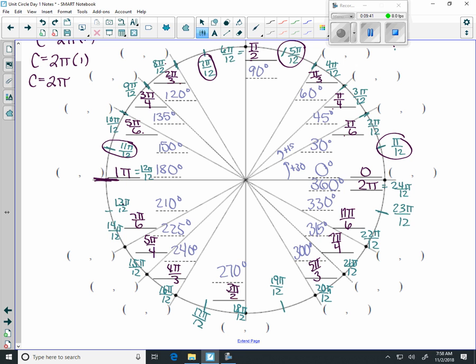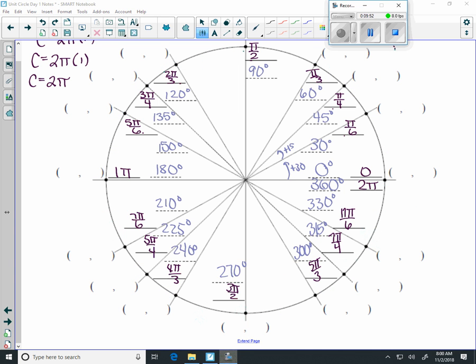I'm going to pause for a second and get rid of our extra angle values here, do a little bit of erasing, and then I'm going to show you some relationships between these angles. Okay, relationships between angles. So now my unit circle is a little cleaned up, and we can talk about the relationship between these angles.